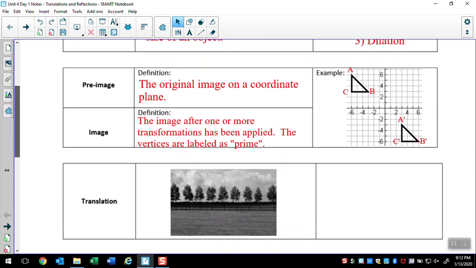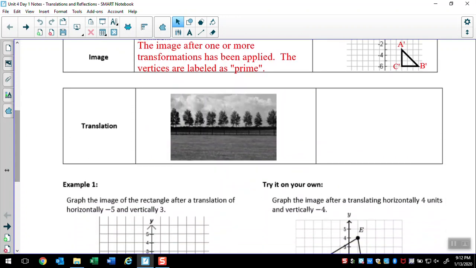All right, now let's talk about translation, the first type of transformation that we're going to talk about today. Here's kind of a real world image of a translation. A translation is just a vertical or horizontal shift of the image. If you think about these trees, it's kind of like I took a tree and moved it to the right and kept moving it to the right over and over again to get that line of trees. Okay? So it's a vertical or horizontal shift of the image.